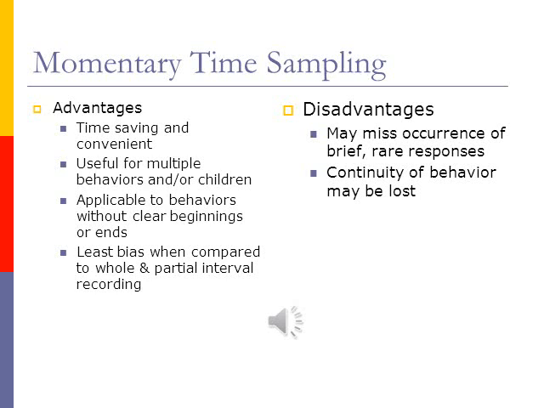As compared to whole and partial interval recording, momentary time sampling has the least bias. That is, the least likely to overestimate or underestimate the occurrence of the behavior. Some disadvantages: since you're not really observing the behavior the whole time during the session, you may miss the occurrence of briefer, rarer behaviors. And you lose some of the continuity of behavior because we're just recording at the start of the interval and then really kind of ignoring everything else that happens for the following seconds and then picking back up.